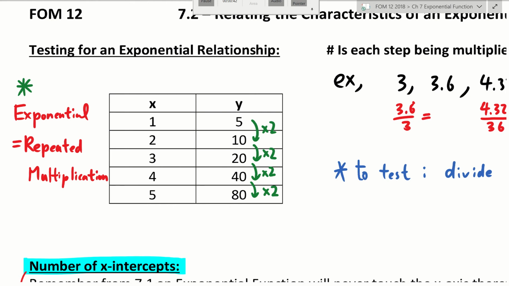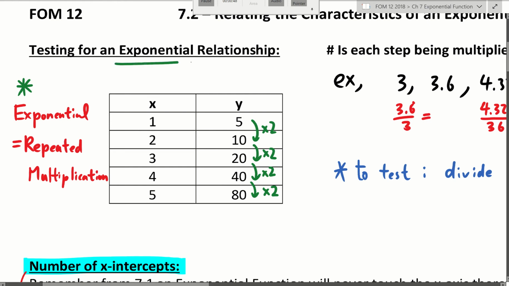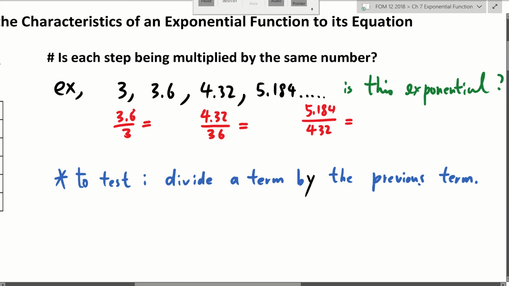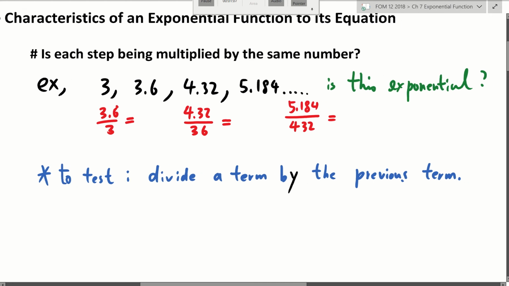So if you see a list of numbers that is multiplied by the same value over and over again, that list of numbers is exponentially growing. Or sometimes it can be exponentially decreasing if it's divided by the same number over and over again. Now, for example, let's say I give you a list of numbers: 3, 3.6, 4.32, 5.184, and so on. And I ask you, is this behaving exponentially?